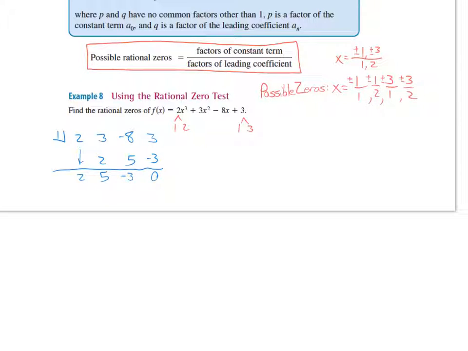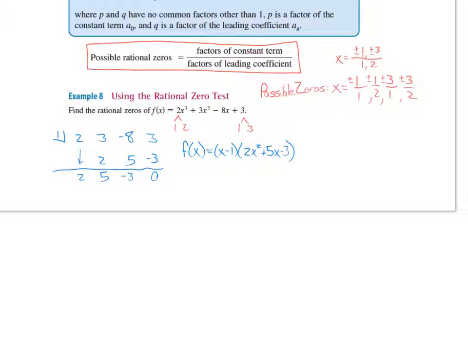So guess what? This is where I want you to think. We now know that 1 is a zero, so what does the rest of f of x look like if I'm factoring this out? 2x squared plus 5x minus 3. Perfect. So now I've got a quadratic. Do I need to use synthetic division to find my zeros when I've got a quadratic? No. We can factor, or we could use the quadratic formula.